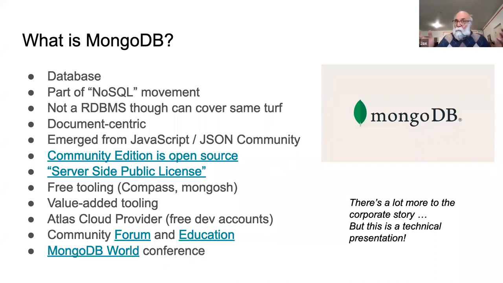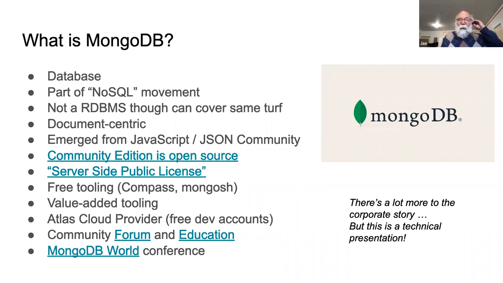The group of people who felt that SQL and the structure of relational databasing was in some ways limiting. It's not a relational database management system, though it can cover the same turf. It is document-centric, is how they like to describe it, and we'll see what that means in a few more slides. MongoDB emerged from the JavaScript and JSON community.